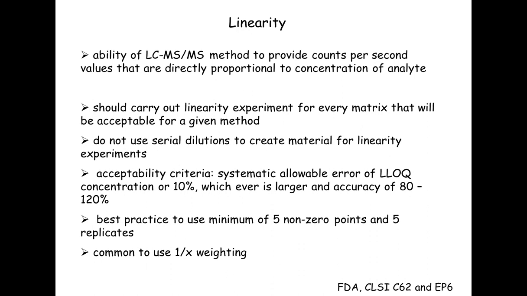In terms of acceptability criteria, one example is shown here, which is using a systematic allowable error of your lower limit of quantitation concentration, or 10%, whichever is larger. You also have to bear in mind that the accuracy or the recovery of your linearity material should be between 80 and 120%. It's best practice to use a minimum of 5 non-zero points and 5 replicates to determine the linearity of your method. And it's common to use 1/x weighting for linearity, and that helps to maintain the accuracy at the low concentration end of your calibration curve.